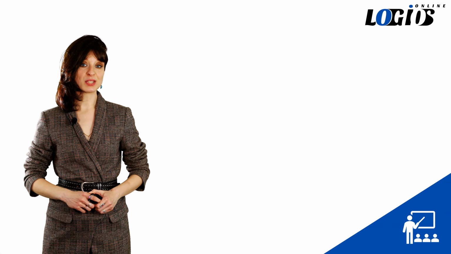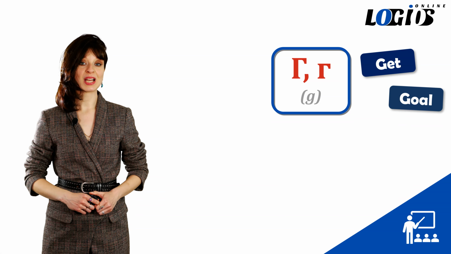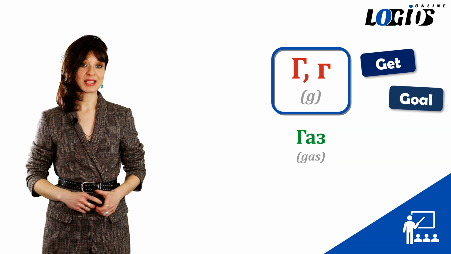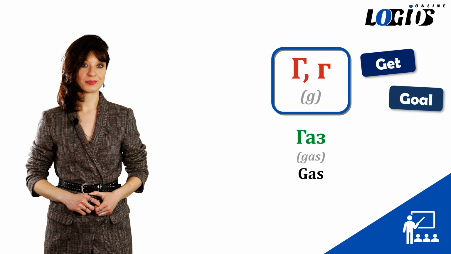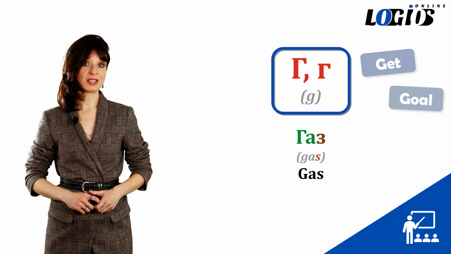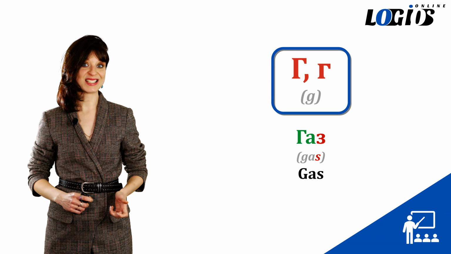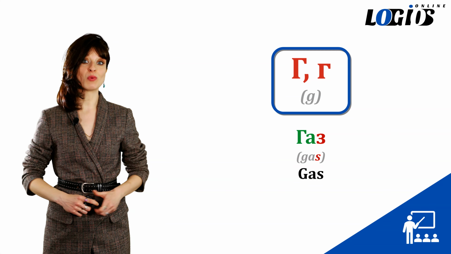The next letter is pronounced like the G in get or goal. G. Gas. So here the letter Z is pronounced S, not Z. Gas. So let's see why.